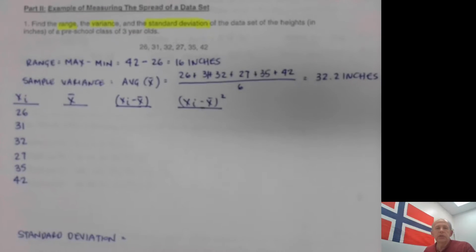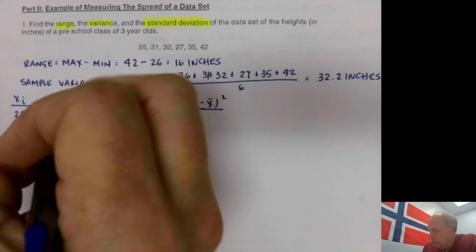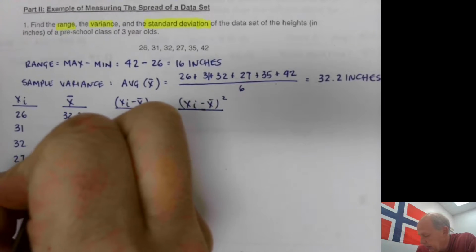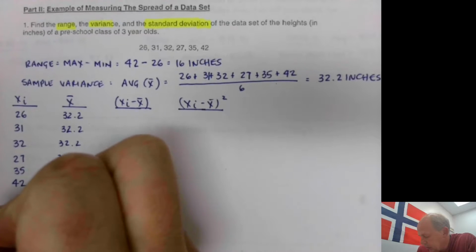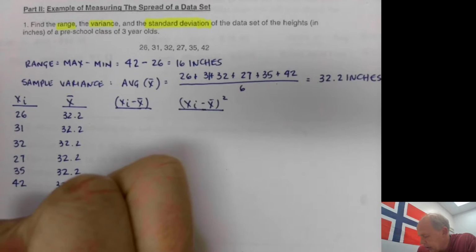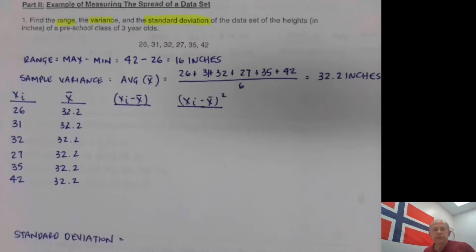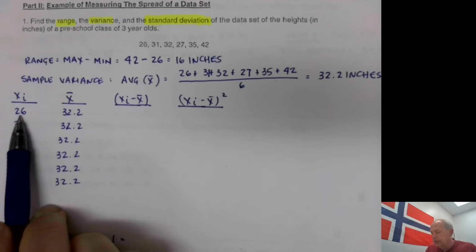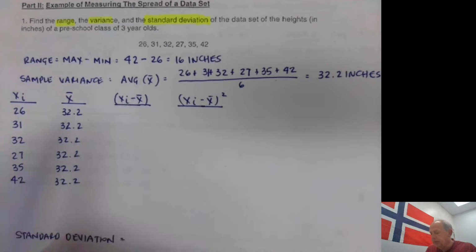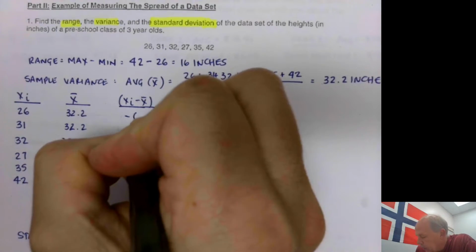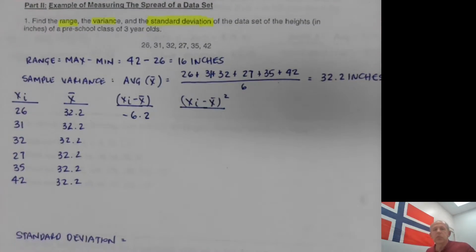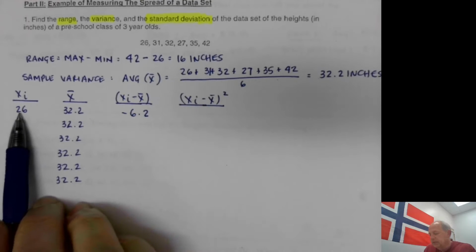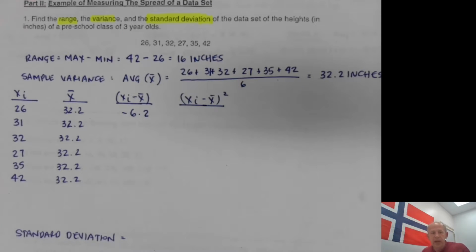Now, that 32.2 inches, that average, is going in my second column, and I'm just going to write that down 6 times because I'm going to compare each child to that average. That's what this next column is all about. I am going to say the first child compared to the average, I'm going to subtract those two values. And when I do, I come up with negative 6.2. People get all nervous when they see that negative. What that means is the first child is 6.2 inches below the average.